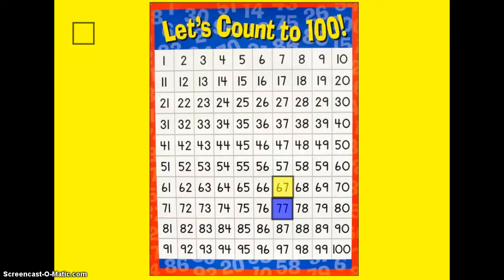77 would be. Go ahead, take a guess. You should have said that 87 would be 10 more than 77. So if I'm looking at the number 77 on my 100 chart, 67 would be 10 less, and 87 would be 10 more.